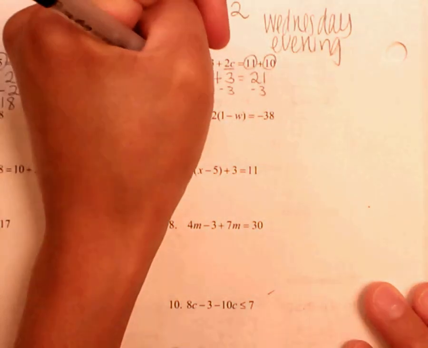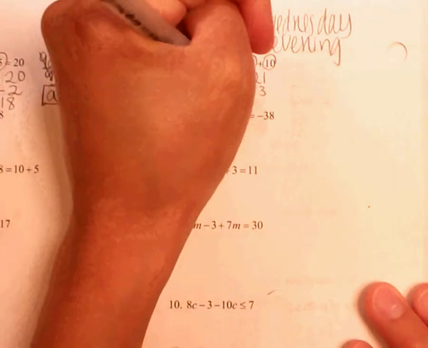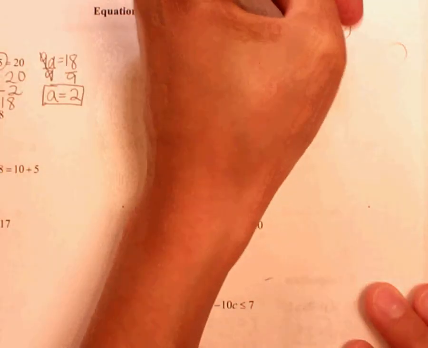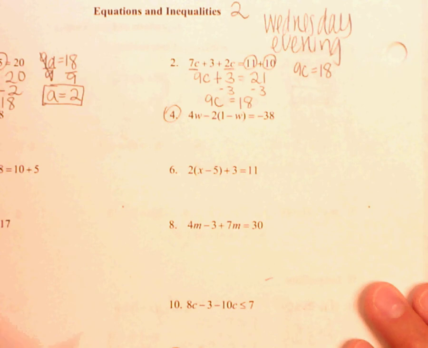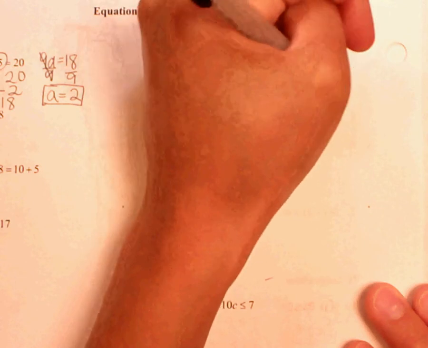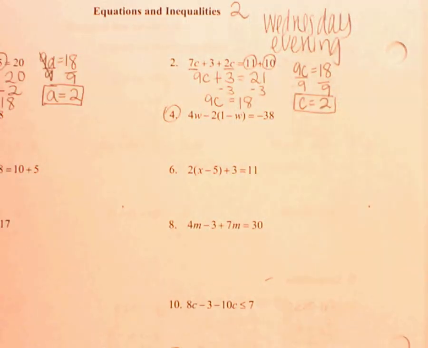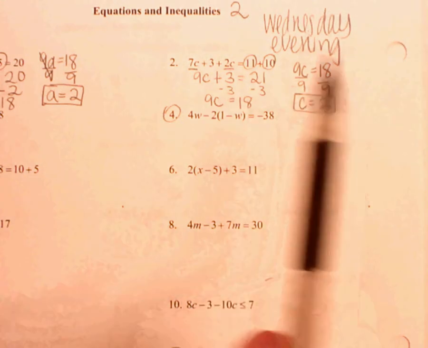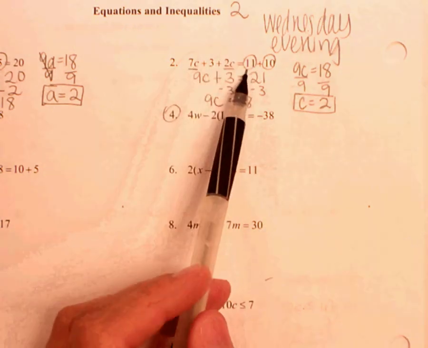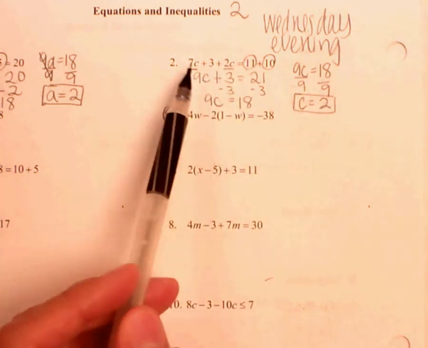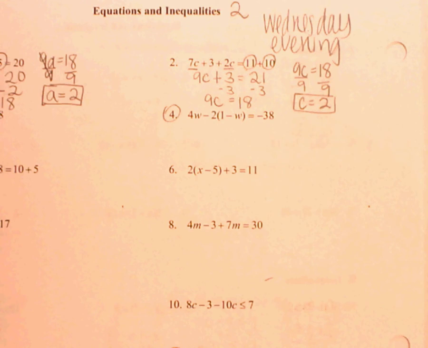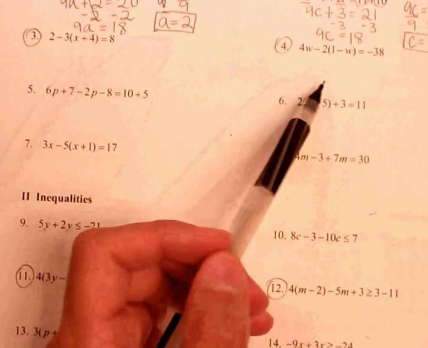Okay, we have 9c still equals 18. I'm going to carry this on to the top right. 9c equals 18. Divide both sides by 9. c equals 2. And remember, when you're solving equations, you can always take your number and plug it back into the equation. When you plug it back into the equation, the left side should equal the right side. So when you plug 2 back in for c, you should get 21 equals 21. Okay, so tomorrow during class, we're going to work number 3 and number 4.